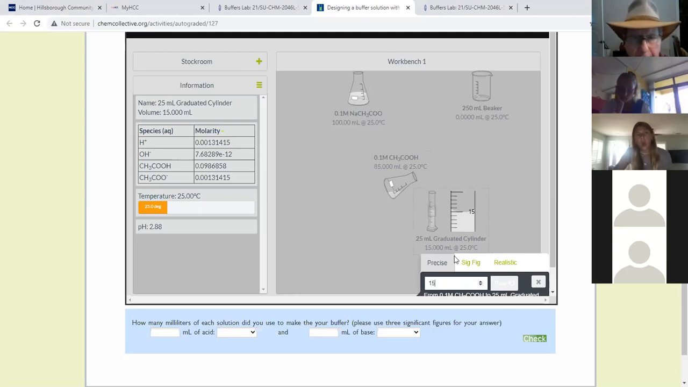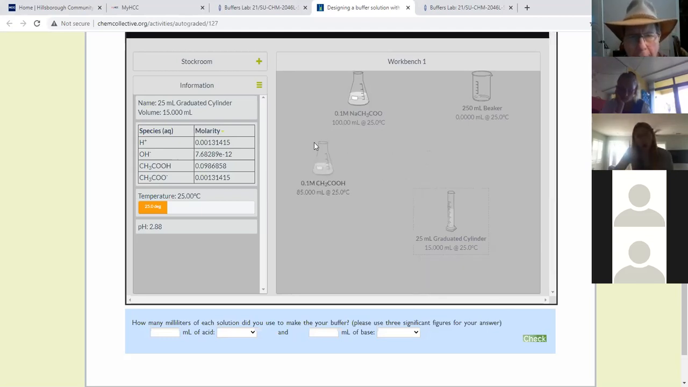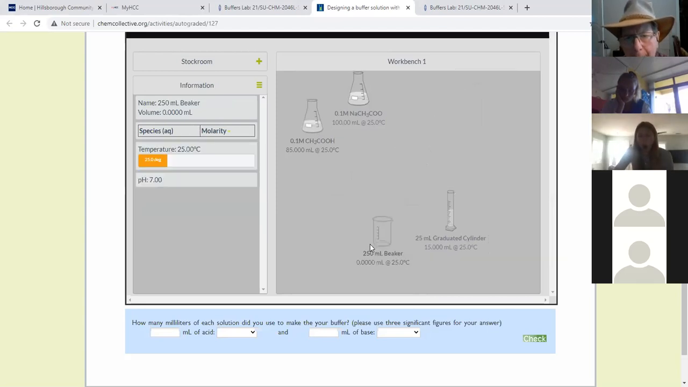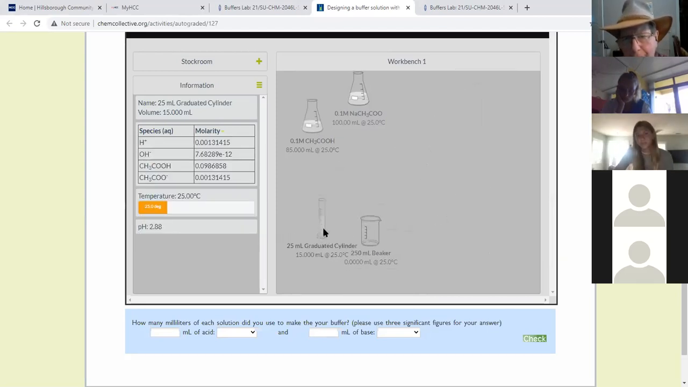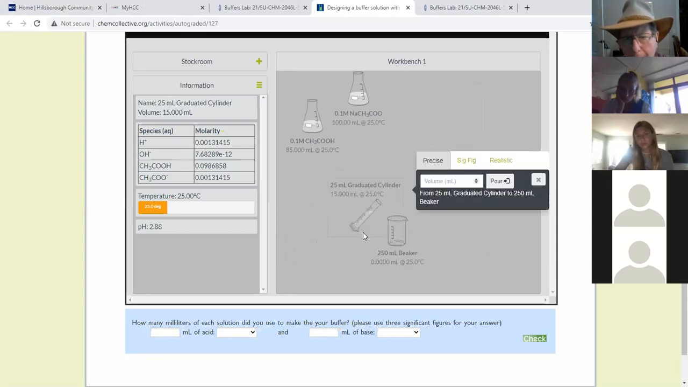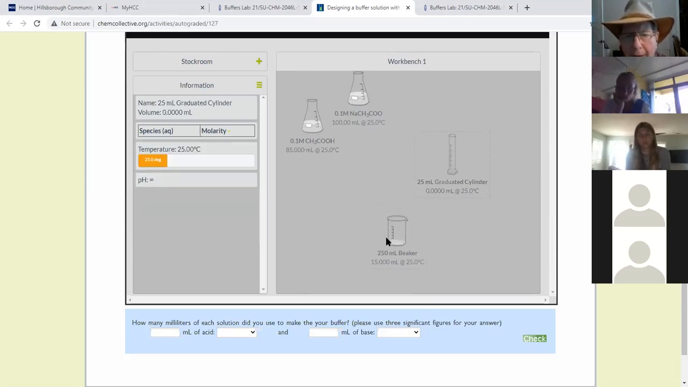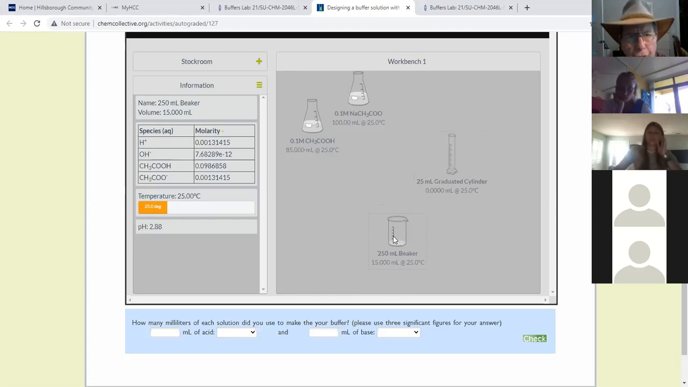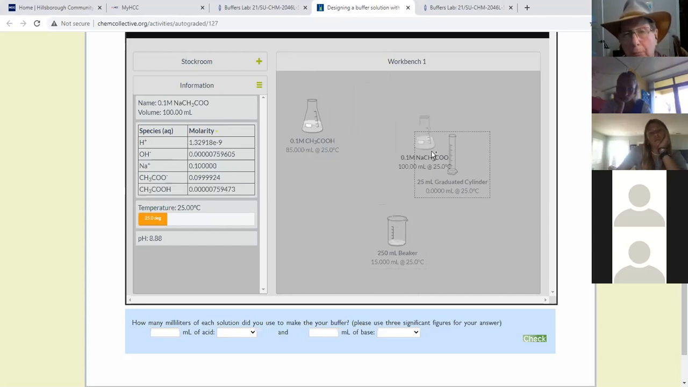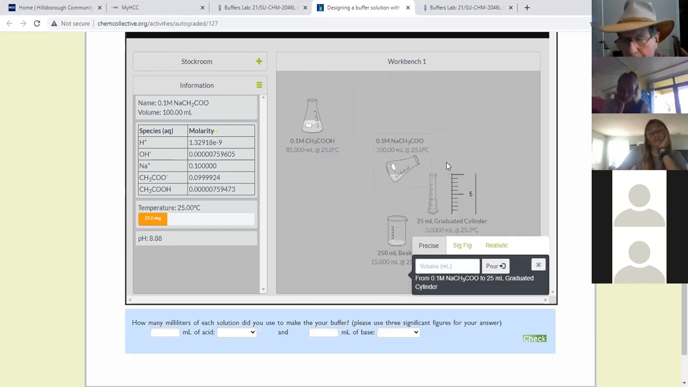I got 15 milliliters in my graduated cylinder. Okay. Put that back. Grab my beaker. Put this in here. Okay. Now I've got my 2 solutions in there. Did I have? Okay, no, I got to add 15 of this.